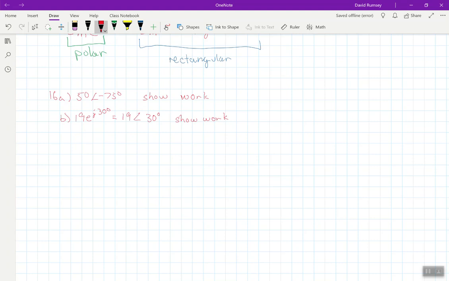Now, part C on this one is 2.5 at an angle of 30 degrees plus 0.5 at an angle of 45 degrees. Now, we did an example like this in the notes here, and I want you to do this problem like that as well. So in essence, for problem 16, I want you to show your work for all parts.